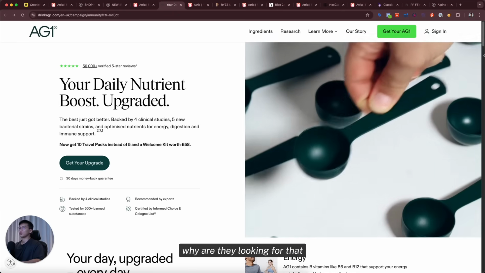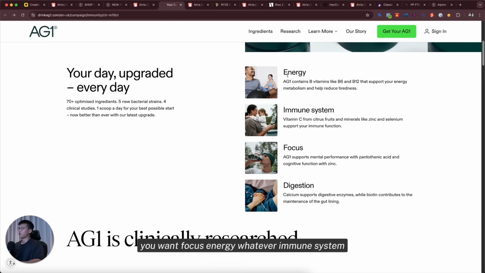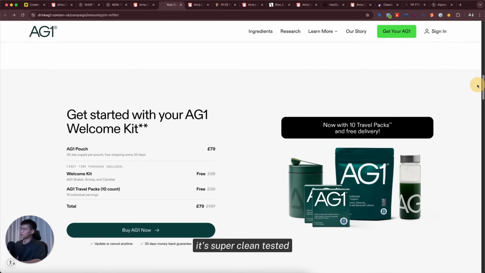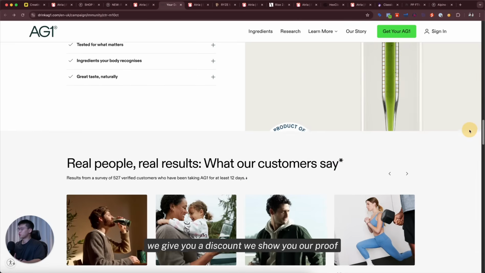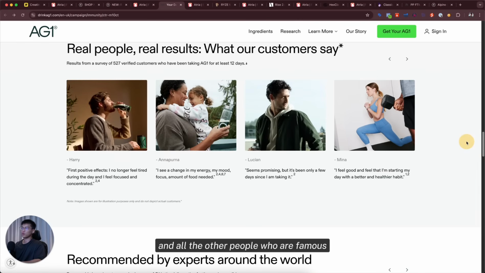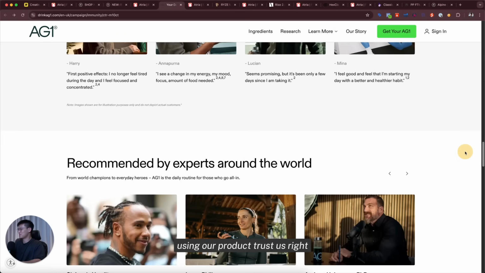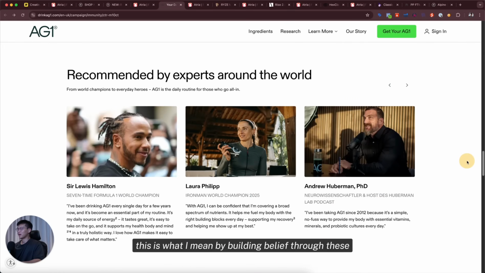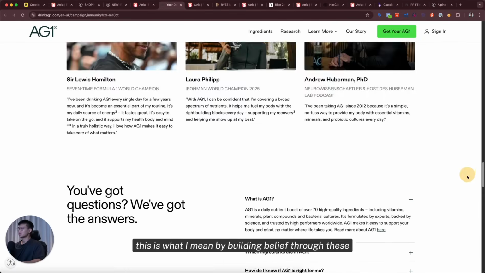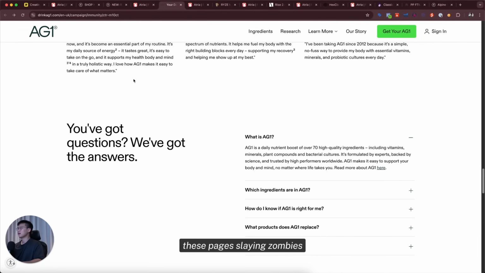Why are they looking for that? You can cover that as well. You want focus, energy, whatever, immune system. It's super clean, tested. Don't need to worry about it. In fact, we give you a discount. We show you our proof, and all the other famous people using our product, trust us, right? This is what I mean by building belief through these pages, slaying zombies.